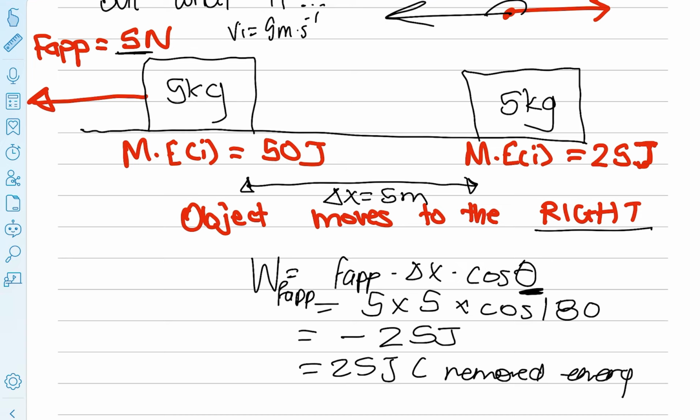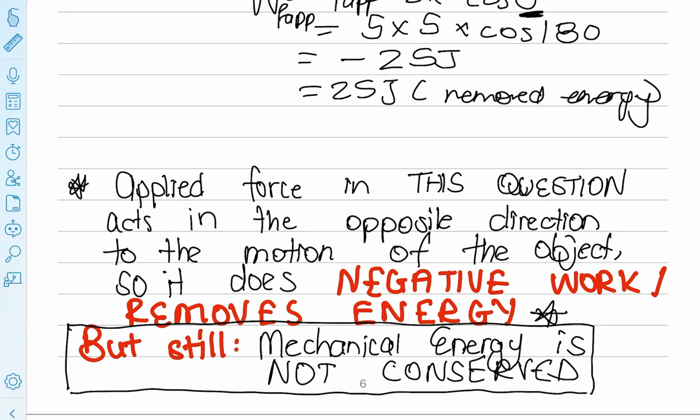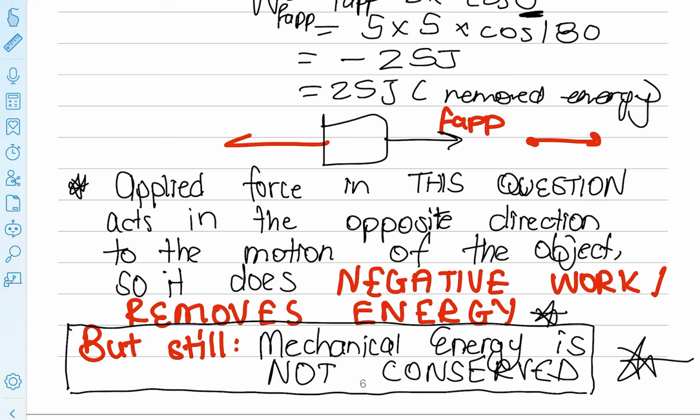And it makes sense because forces that act in the opposite direction to the motion of your object will do negative work. They will remove energy. So the point I'm trying to show you here is that in this question, this applied force is actually acting in the opposite direction, so it will remove energy. But still, they do the same thing. Mechanical energy is not conserved. Whether your applied force is acting in the same direction as the motion of your object, or your applied force is acting in the opposite direction to the motion of your object, mechanical energy is not conserved.